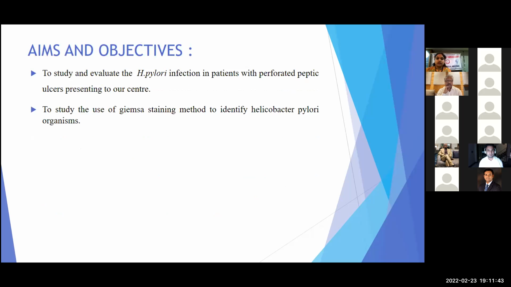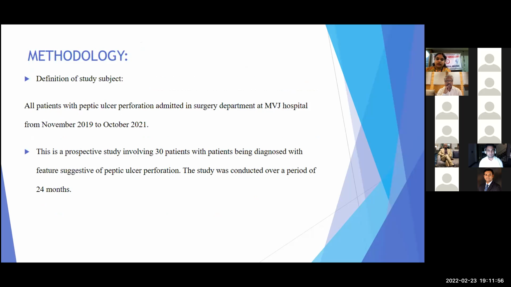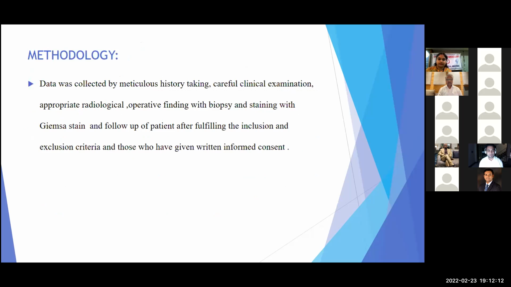The aims and objectives of my study were to evaluate Helicobacter pylori infection in patients with perforated peptic ulcer presenting to our center, and to study the use of the Giemsa staining method to identify Helicobacter pylori organisms. The study subjects were all the patients who presented with peptic ulcer perforation admitted in the surgery department from November 2019 to October 2021. It is a prospective study involving 30 patients diagnosed with features suggestive of peptic ulcer perforation. The study was conducted over a period of 24 months.